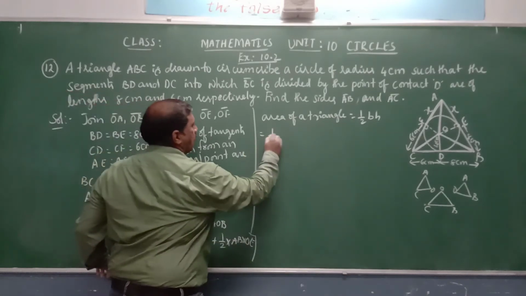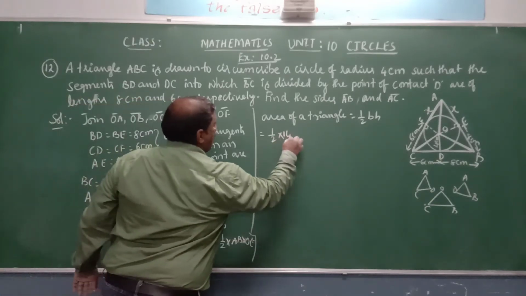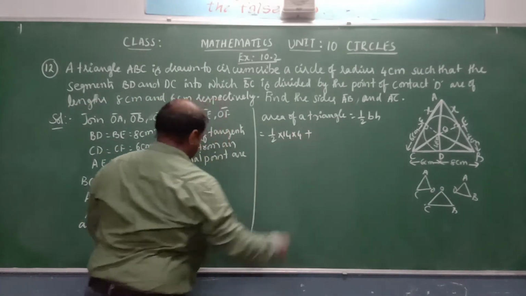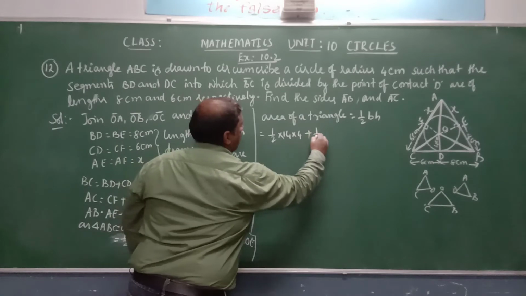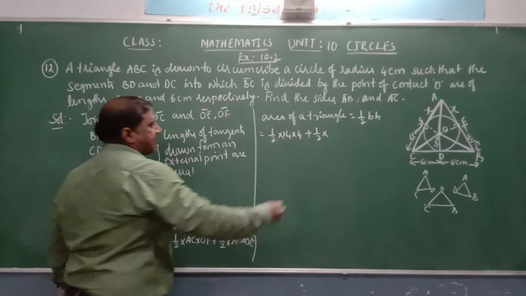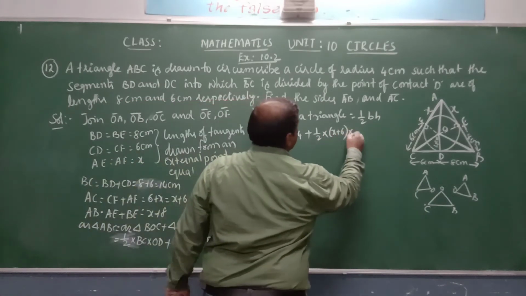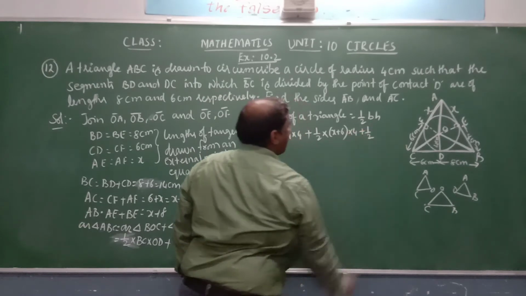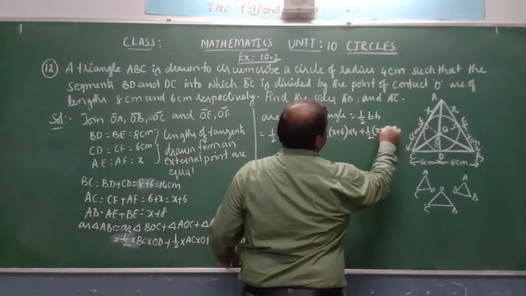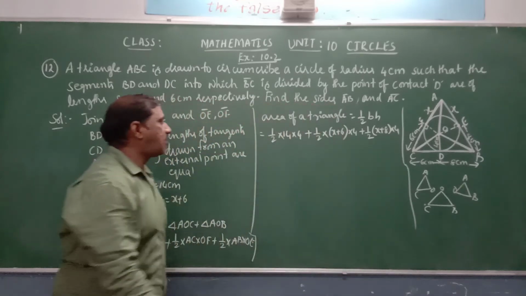Now substitute these values. Half into BC, which is 14 centimeters, into OD, the radius 4 centimeters, plus half into AC, which is x plus 6, into the height, the radius 4 centimeters, plus the area of triangle AOB, half into AB, which is x plus 8, into the height 4. Simplify this.